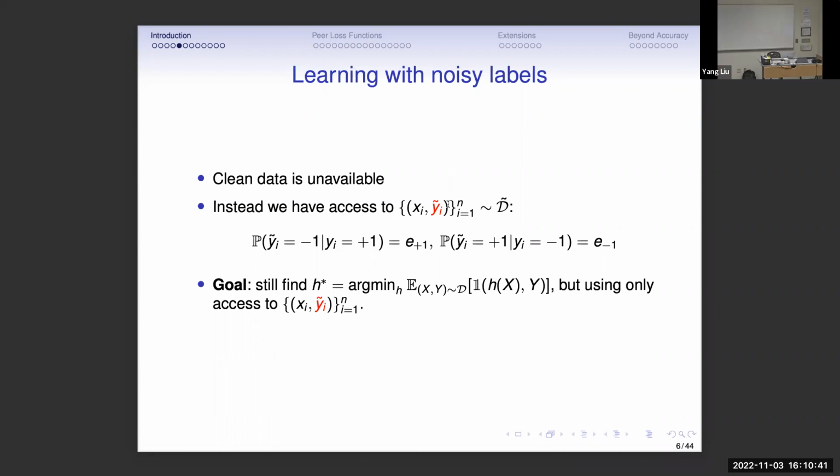I predict some questions here, so I have some slides on the next one, but give me a second. The goal is you are still trying to find the optimal classifier as if you had the clean data. So it's a really ambitious goal. You're still trying to approximate the absolute best classifier you could have when you have the clean data, but now you only have access to this noisy data distribution. So that's the goal.